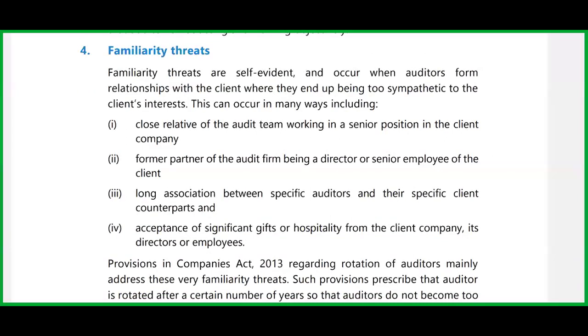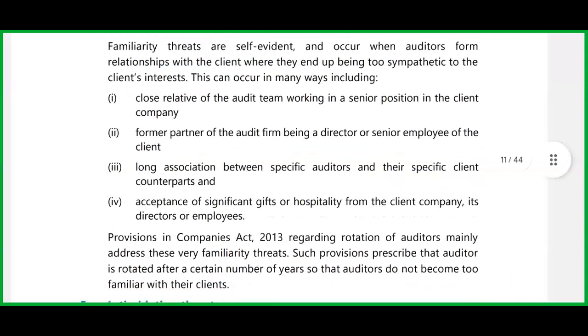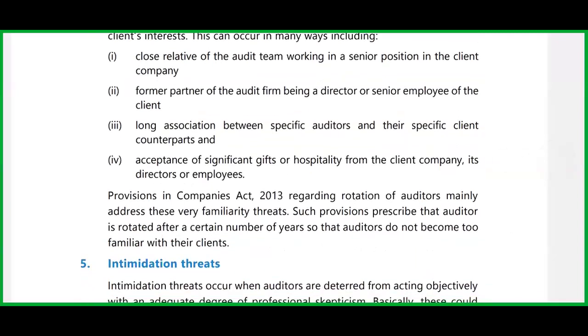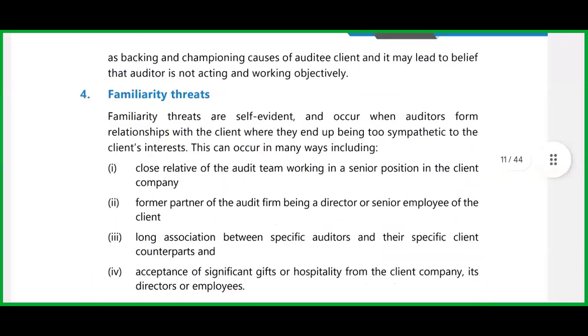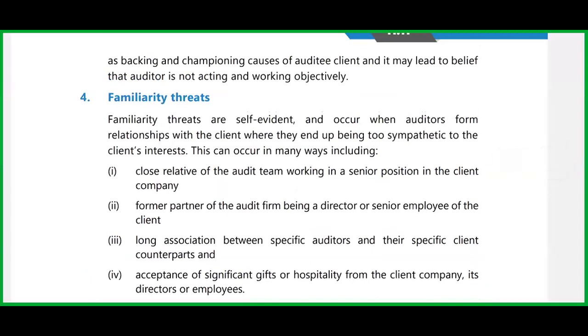the client company. The auditor was a former partner that is related to the company. There are long associations between a specific auditor and client counterparts, and there is acceptance of significant gifts or hospitality. The auditor is getting gifts, for example, the auditor's kids' school fees, or getting cars or properties, or jewelry from the client. All these things come under familiarity threats.